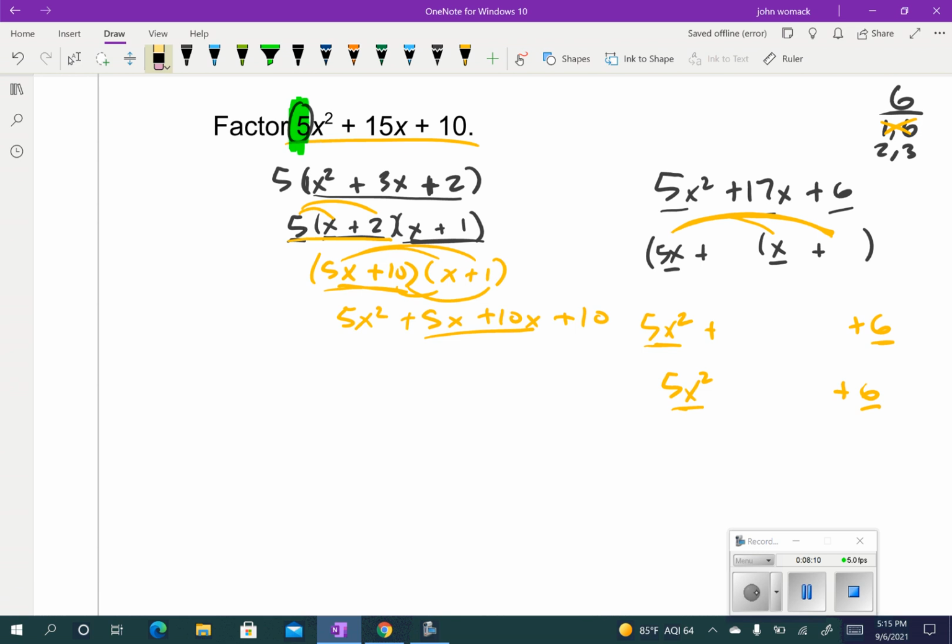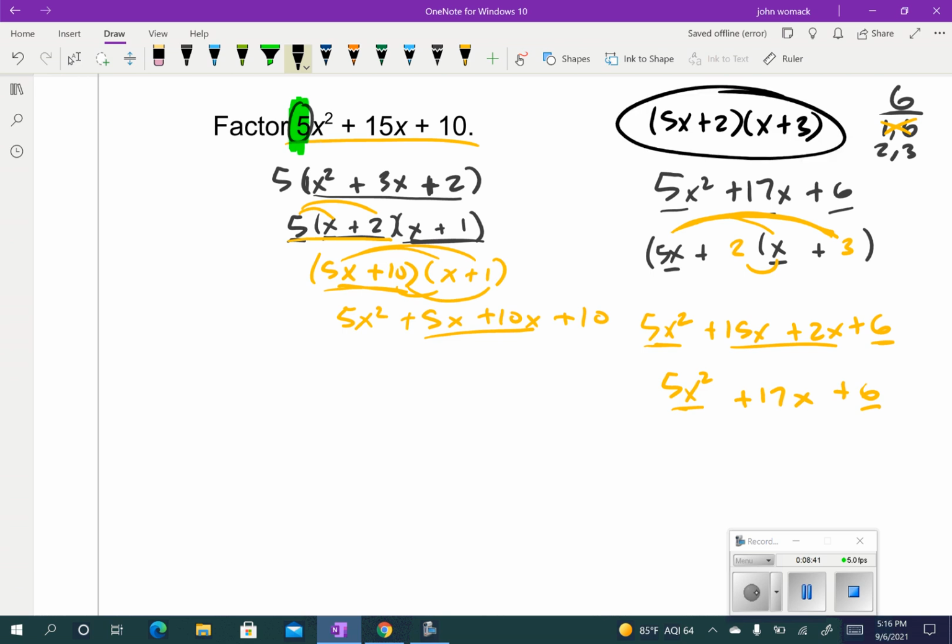So we're going to come back up here, plug in the 2 and the 3. So let's try it this way. All right. And again, I'm not going to worry about the 5 times x or the 2 times 3. All I really worry about is the outside 2. That's 15x. And the inside 2, which is 2x. 15x plus 2x is 17x. There is my factored form. So my answer, my factored form, comes out to be 5x plus 2 times x plus 3. Now, if that hadn't worked, I would have taken the 3 and the 2 and just switched them around.